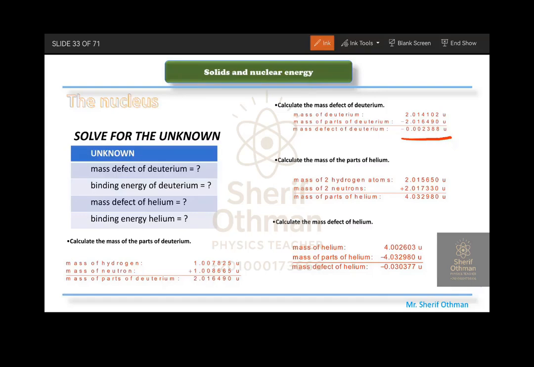Calculate the mass of helium parts. Helium has 2 protons and 2 neutrons. So here is the mass of 2 protons and here is the mass of 2 neutrons. Adding them will provide the calculated mass of helium. Subtracting the calculated mass from the actual mass of helium, we find the mass defect of helium, and it also has a negative sign.